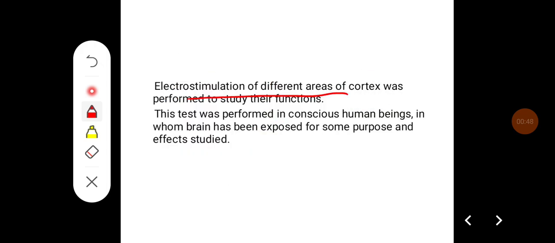Electrostimulation of different areas of cortex was performed to study their functions. This test was performed in conscious human beings in whom the brain had been exposed for some purpose, and the effects were studied.